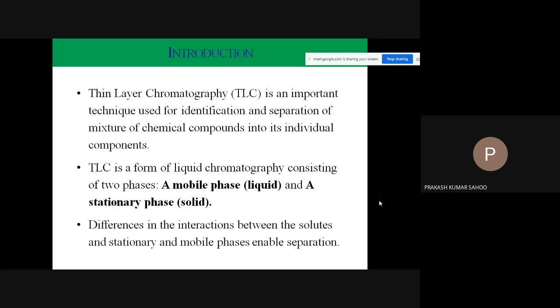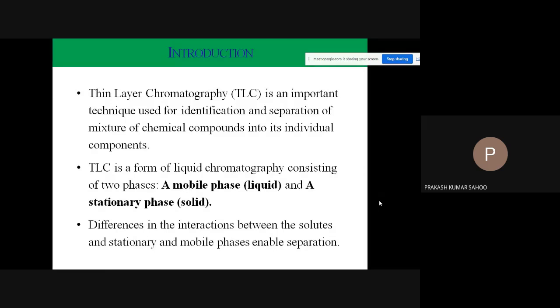So thin layer chromatography is an important technique used for identification and separation of a mixture of chemical compounds into its individual components. This is a very popular and widely used technique as compared to paper chromatography. TLC is a form of liquid chromatography consisting of a liquid mobile phase and a solid stationary phase.